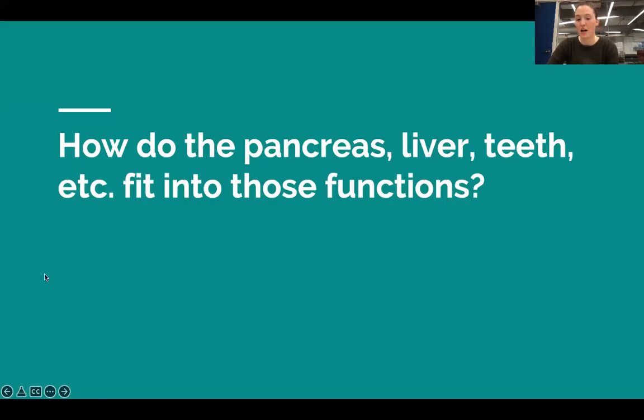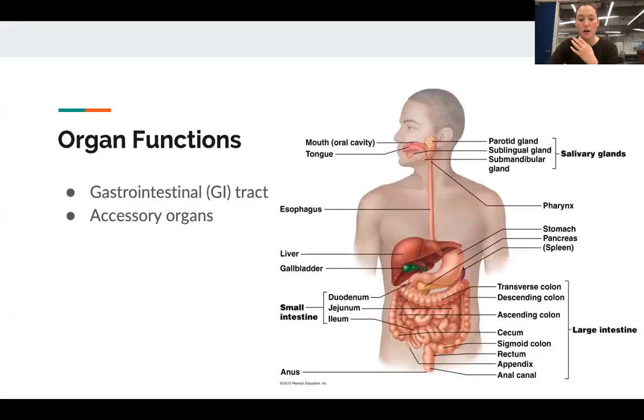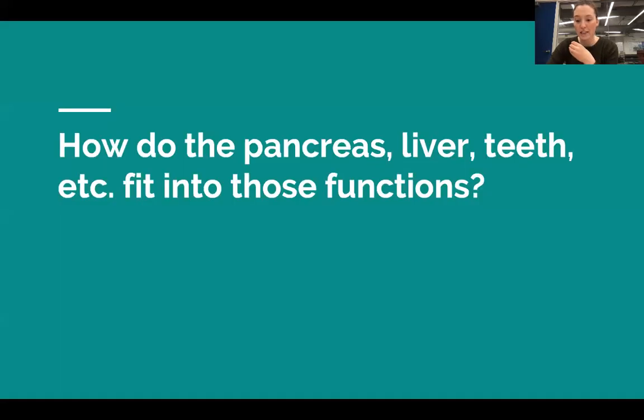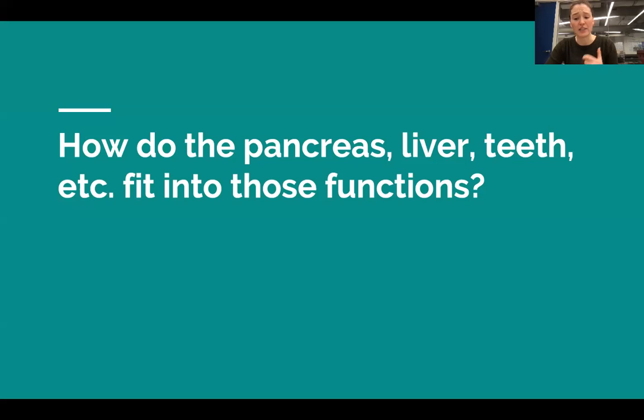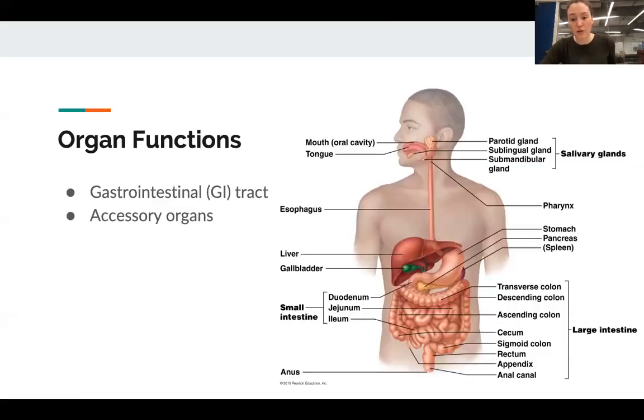Now I just mentioned a bunch of organs that are involved in these acts of digestion that are all sort of touching food or the remnants of food. But what about the pancreas or the liver or your teeth? How do they fit there? So there's actually two sort of major categories of these organs.